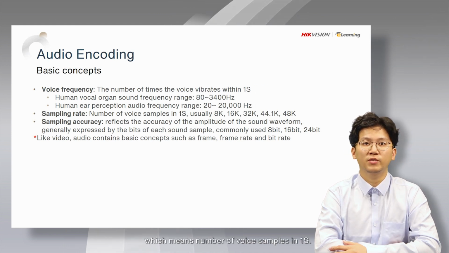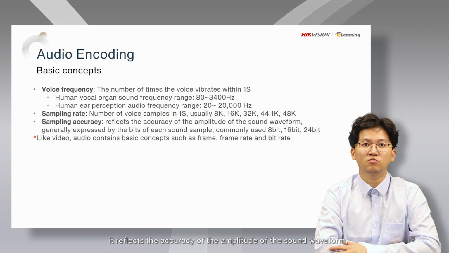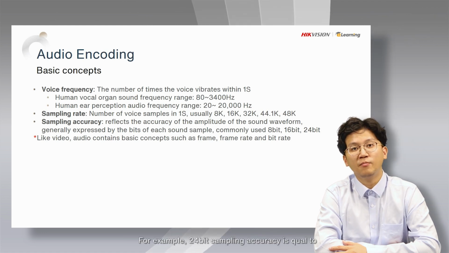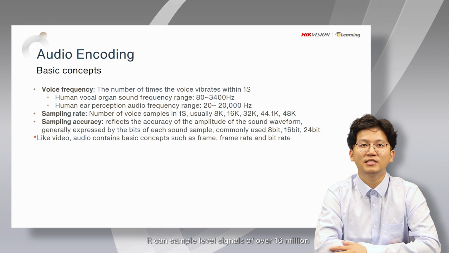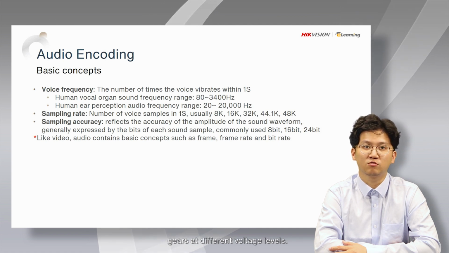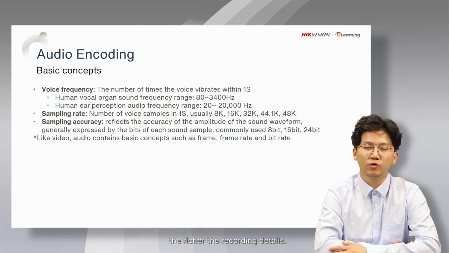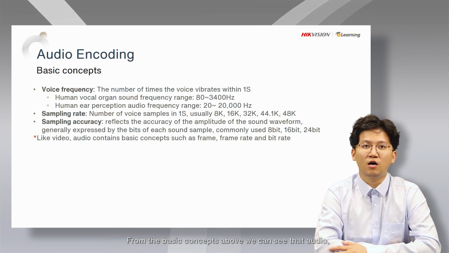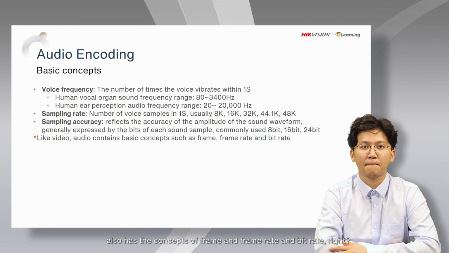There is the sampling rate, which means the number of voice samples in 1 second. And then there is sampling accuracy, which reflects the accuracy of the amplitude of the sound waveform, generally expressed by the bits of each sound sample. For example, 24-bit sampling accuracy means it can sample signals of over 16 million different voltage levels. It can be seen that the higher the sampling accuracy, the higher the recording quality, the richer the recording details, right? From the basic concepts above, we can see that audio, like video, also has the concepts of frame, frame rate, and bit rate, right?